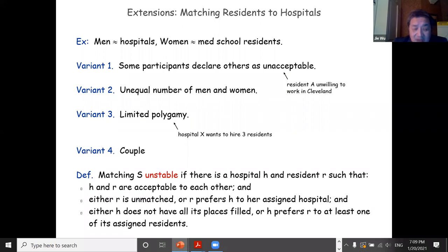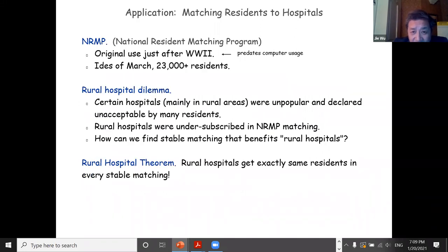Then what happened is that a hospital over there cannot get enough residents. So how can you solve this kind of problem? The detail, I'm not going to go through, but there is a nice software really used in the medical field called the National Residency Matching Program. It was originally used after World War II, right? You match these residents, and they solve the problem of the rural hospital dilemma.